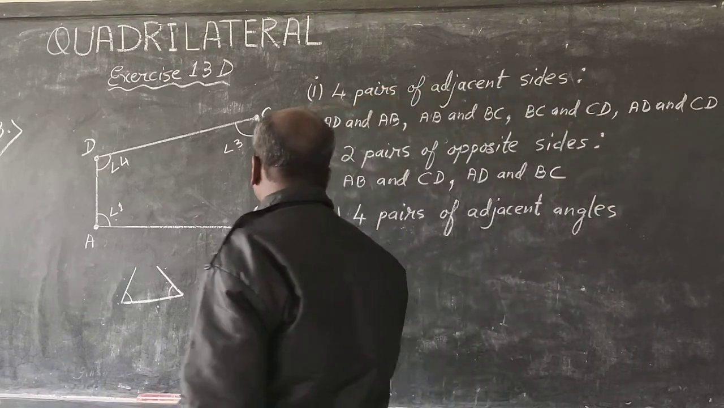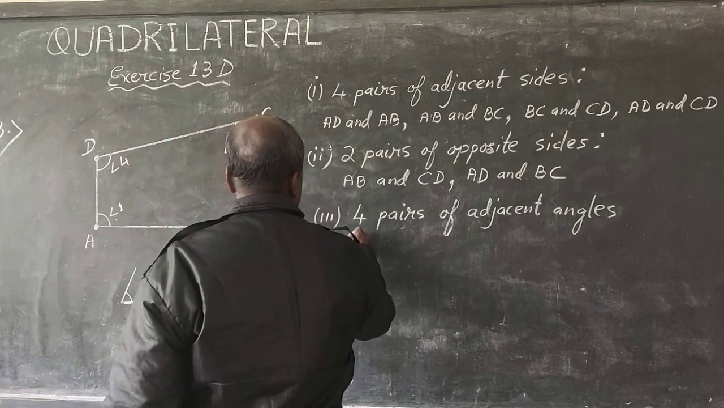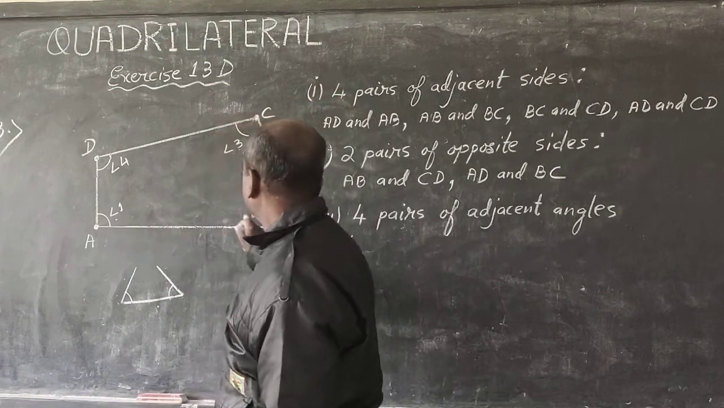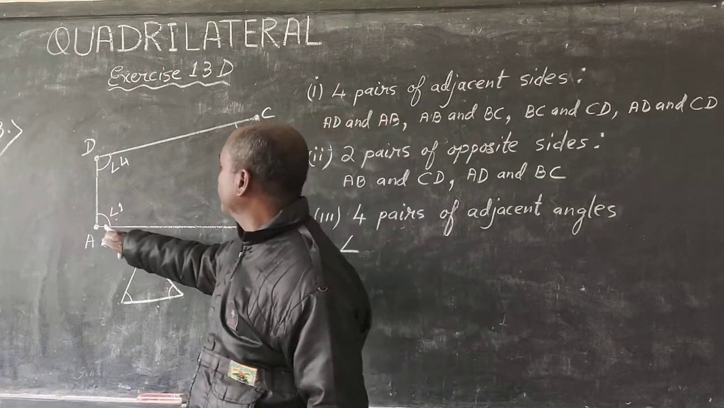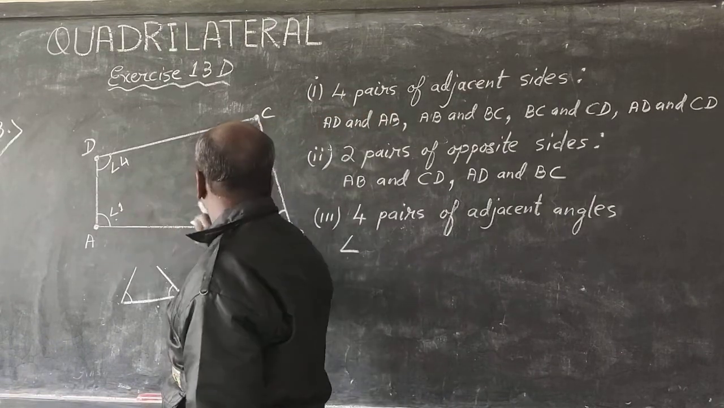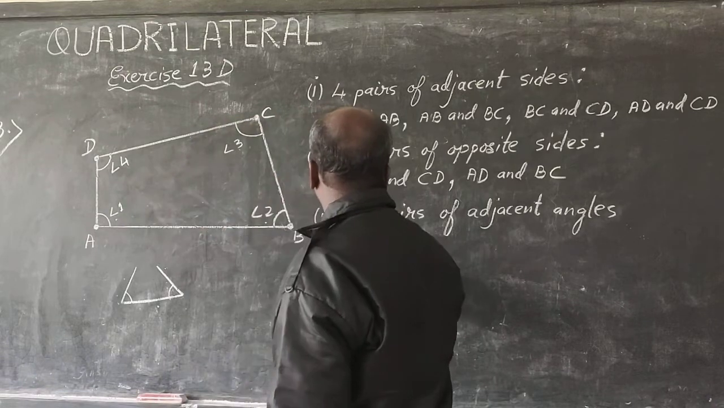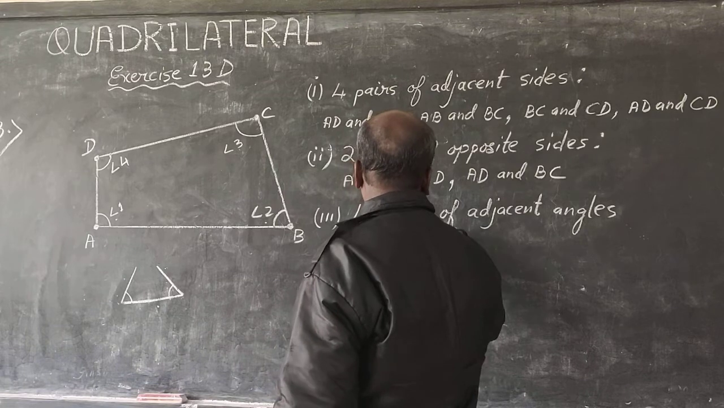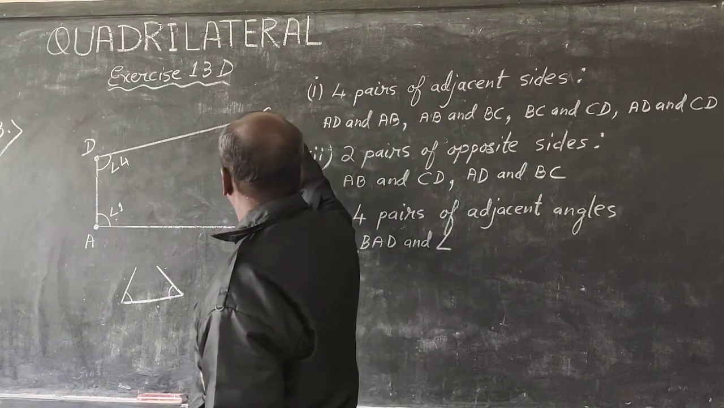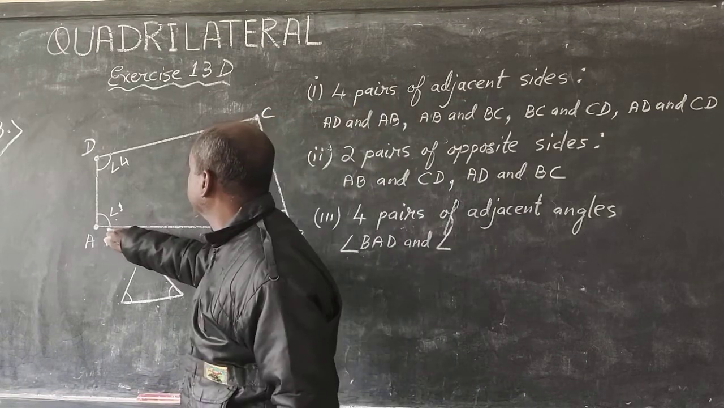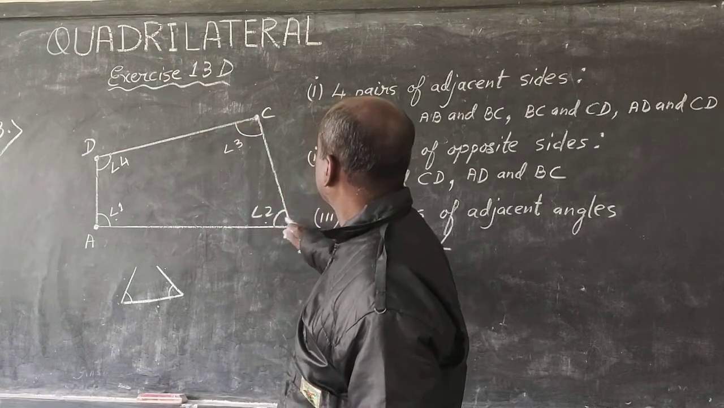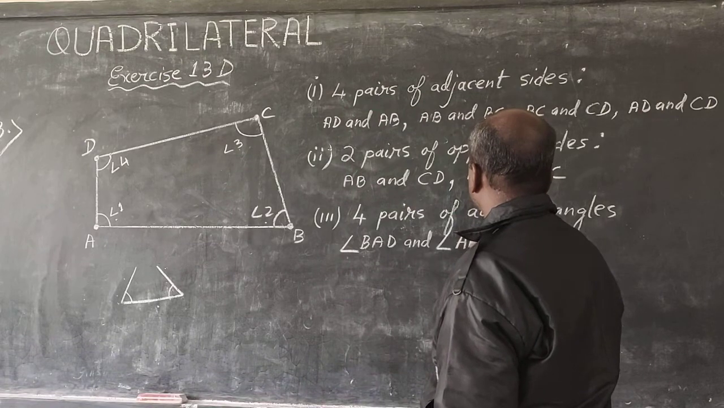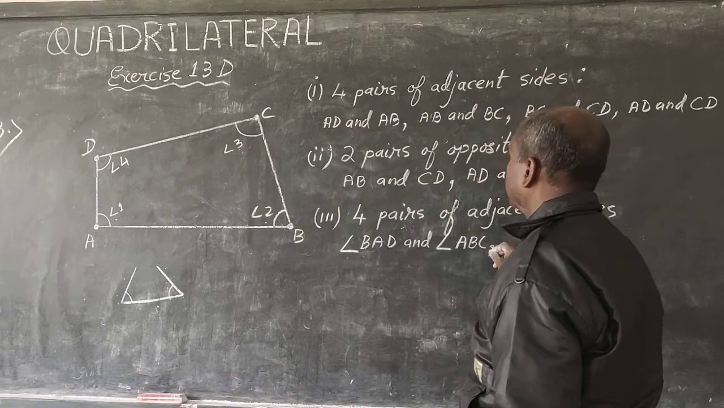So let us write which are those angles. I said angle 1 and angle 2 are adjacent, right? So what is the full name of angle 1? Angle BAD. And this angle name is BAD. What is the name of this angle? Angle ABC. These two are adjacent.